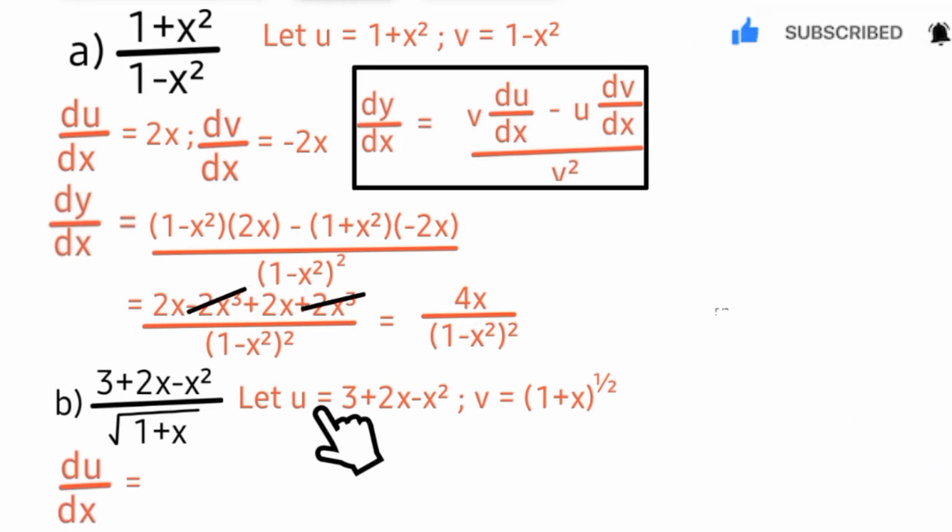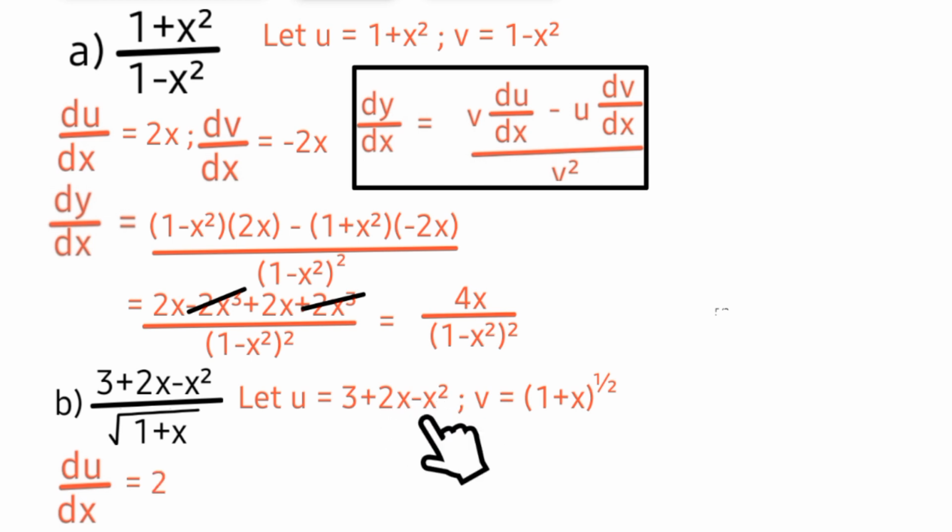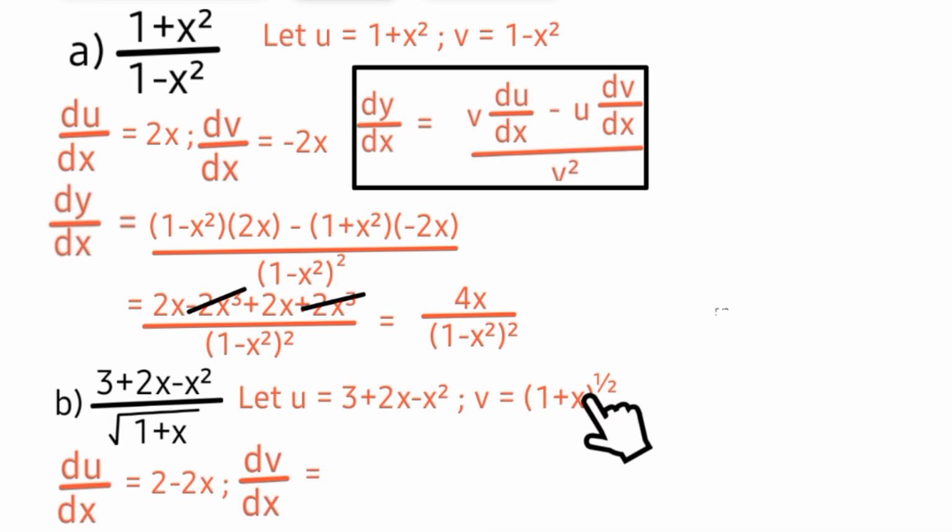Now let's differentiate U with respect to x. Remember, with this we will neglect the constant because the differentiation of a constant is 0. So we'll focus on 2x minus x squared. The differentiation of 2x is 2, and the differentiation of minus x squared is minus 2x. Now let's differentiate V with respect to x. That is dv by dx.